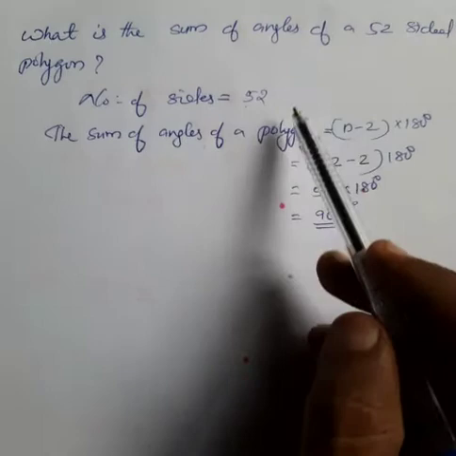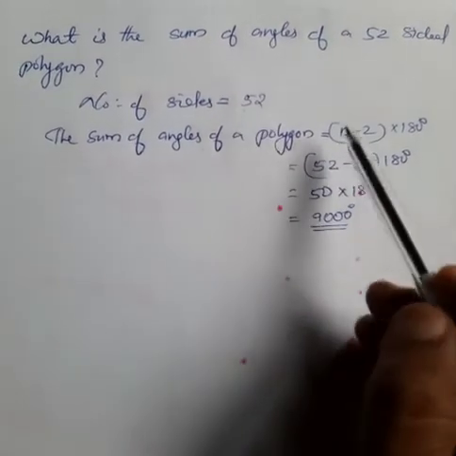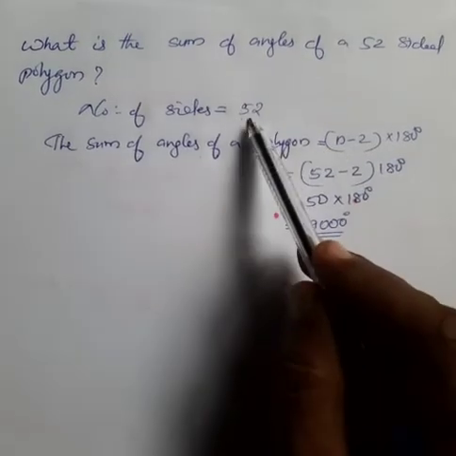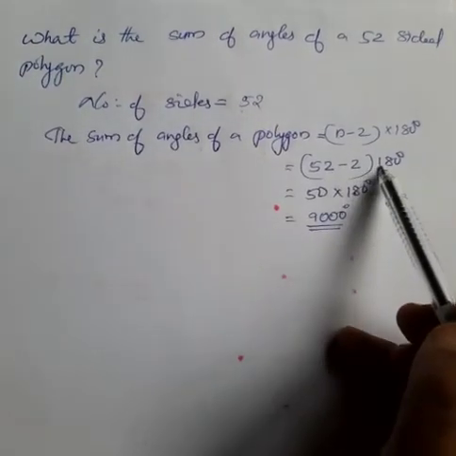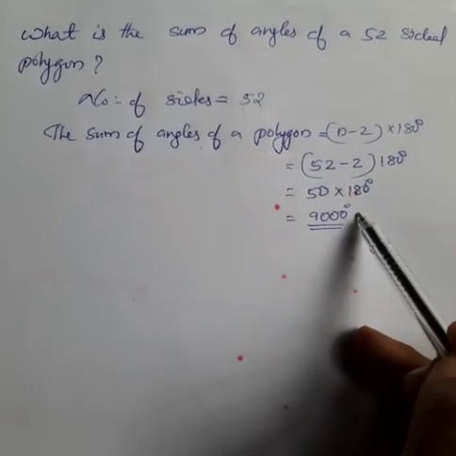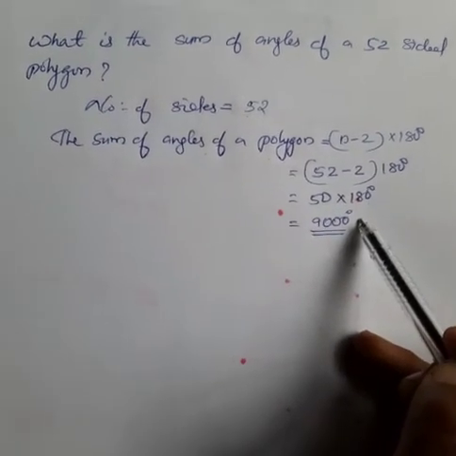So n is the number of sides. This is the common equation, n minus 2 into 180. If 52 sides are there, 52 minus 2 into 180. This 52 minus 2 is 50. So the total angle you got is 9000.